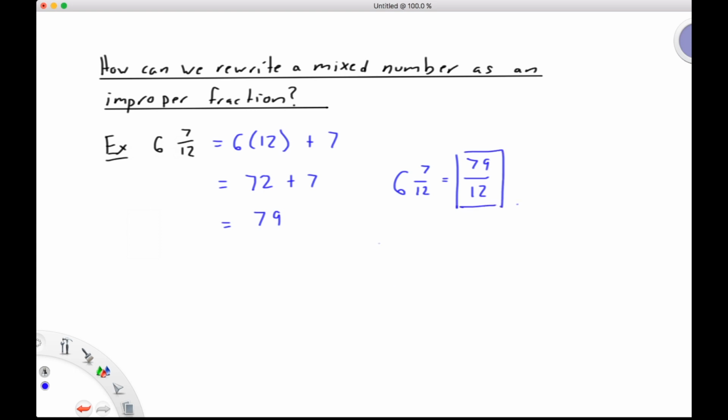So what the process ultimately comes down to is when you're given a mixed number like 6 and 7 twelfths, we want to figure out how many twelfths there are, and we'll do that by taking this 6 here and multiplying it by this 12 to give us how many twelfths live here, and then adding that additional 7 on top of it. And that'll give us the total number of twelfths, the total number of pieces of our whole.